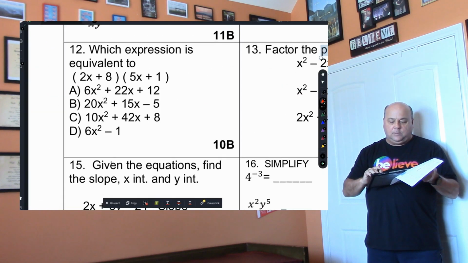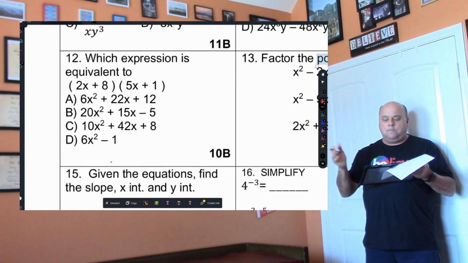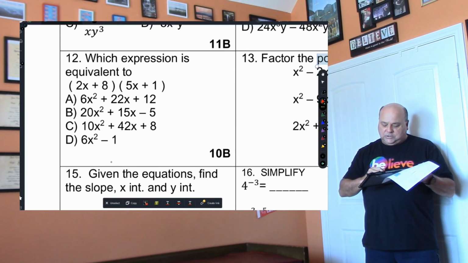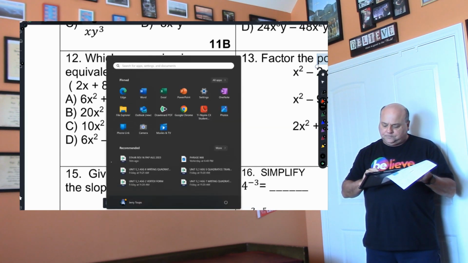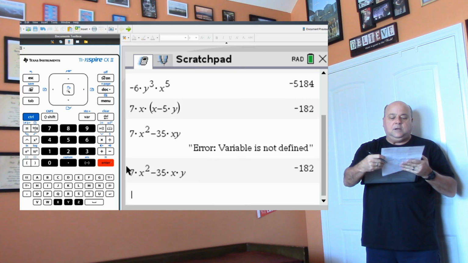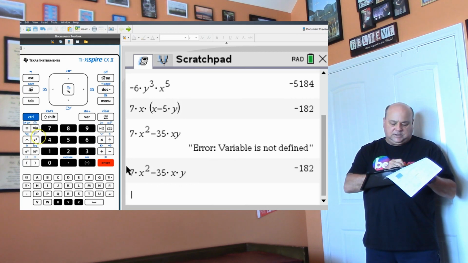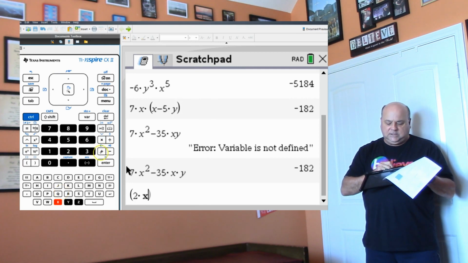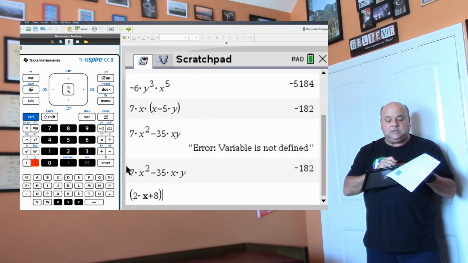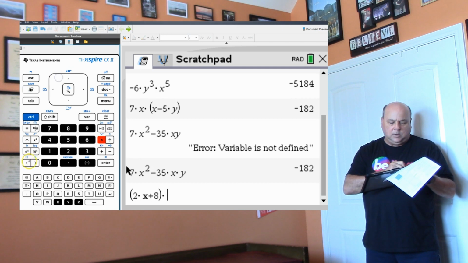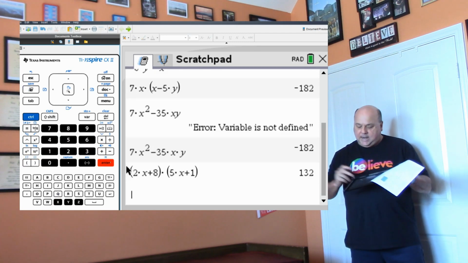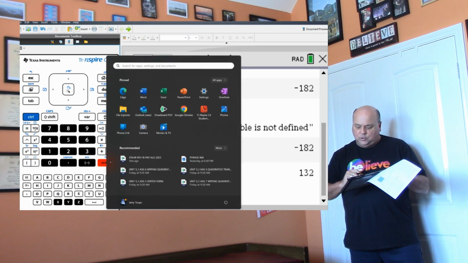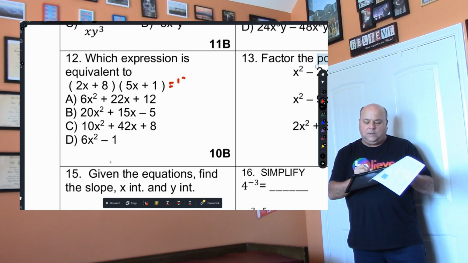We're going to keep going to number 12. Same thing, we're going to multiply these. We can do this. So we're going to go to our calculator, and we're going to type in number 12, which is parentheses, 2 times x plus 8, close parentheses, times, parentheses, 5 times x plus 1, close parentheses, enter, and I get 132, don't I? So I'm going to go to my paper and I'm going to put equal 132.